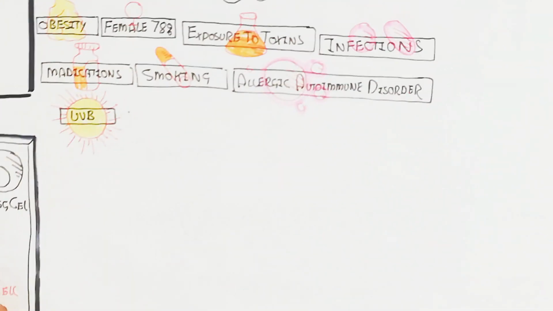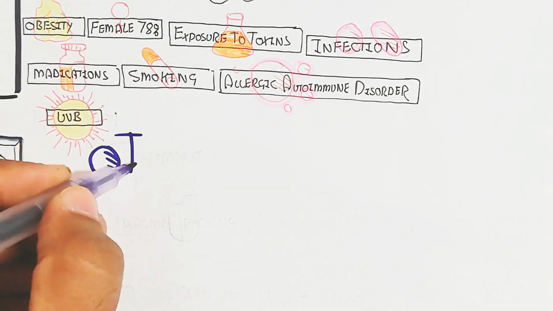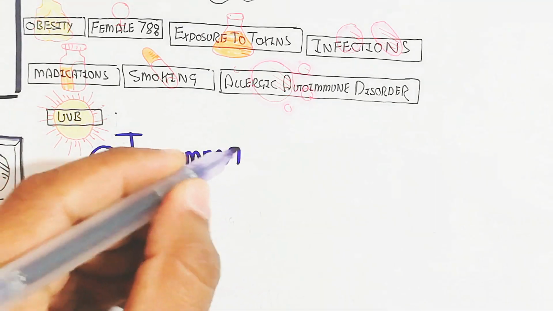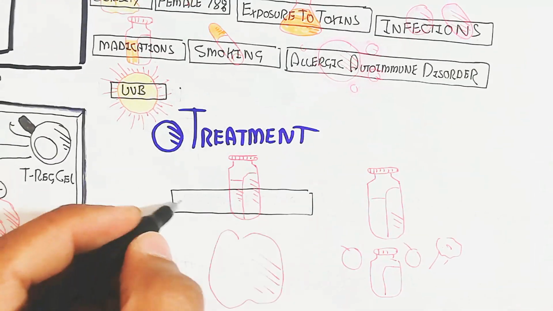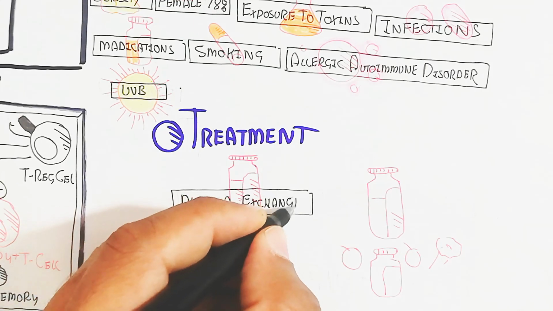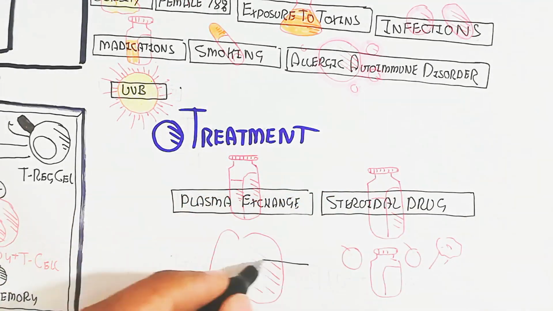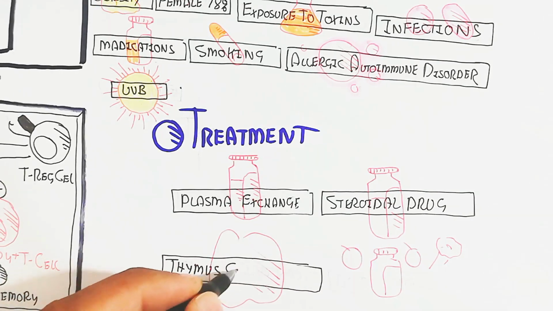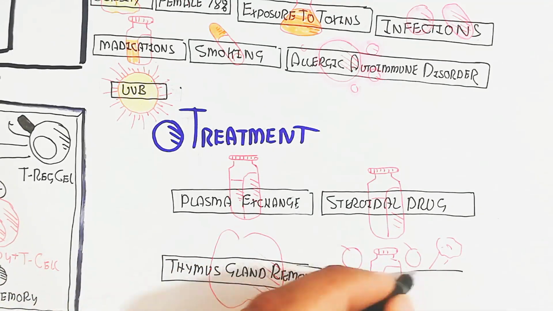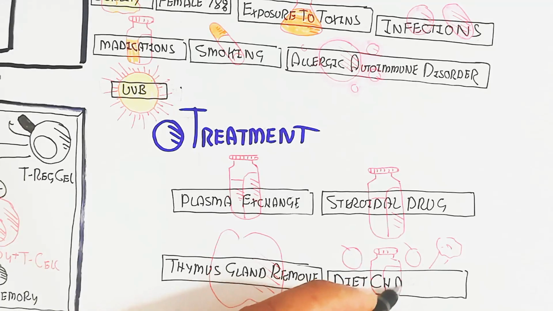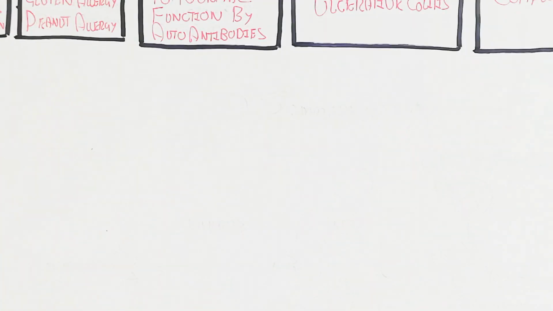Anyhow, let's begin to understand the treatment. For the treatment, plasma exchange is used, because the plasma contains immunoglobulin that should be exchanged. It is a very tough task to maintain. And steroidal drugs like deltacortil, thymus gland removal, as well as diet changes.